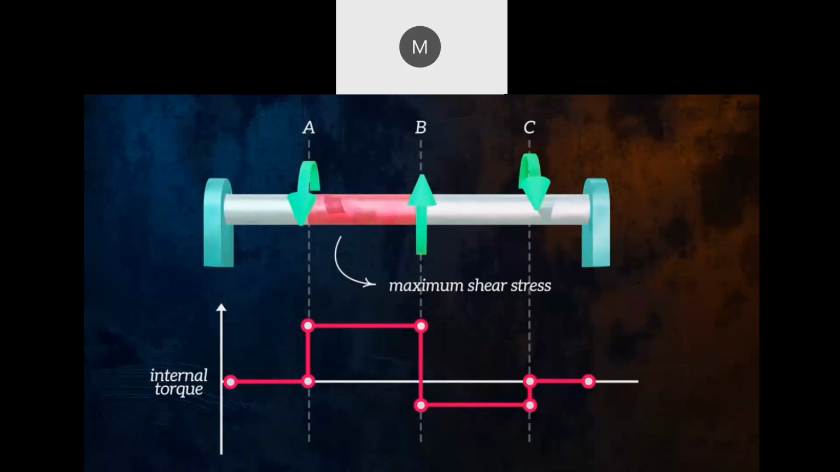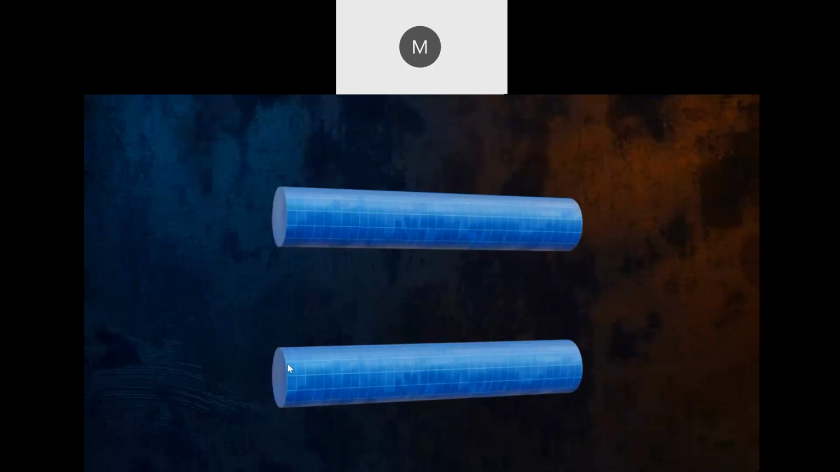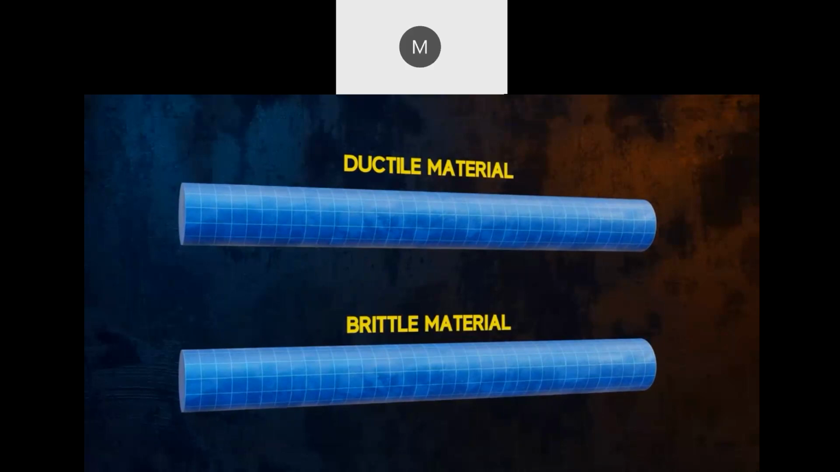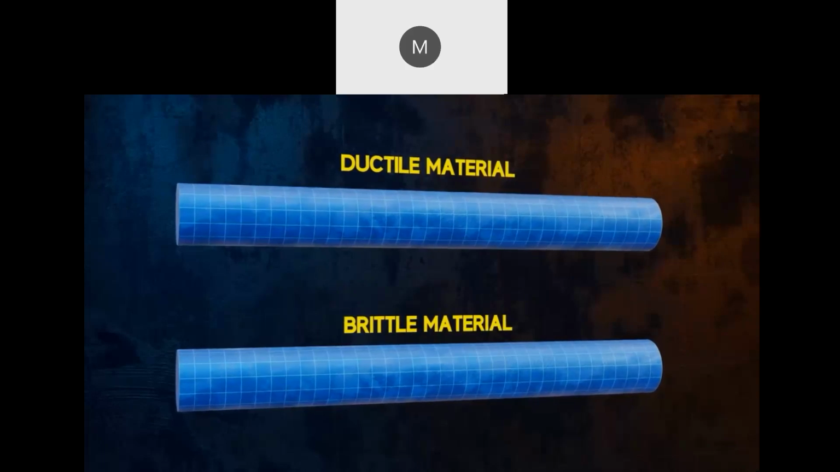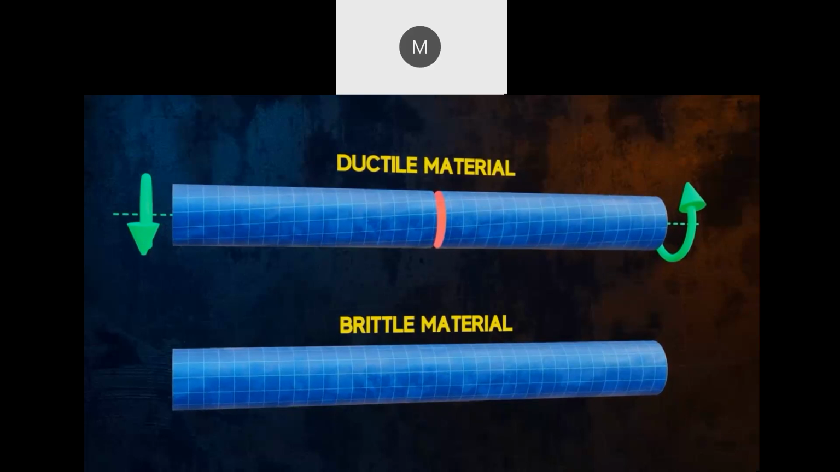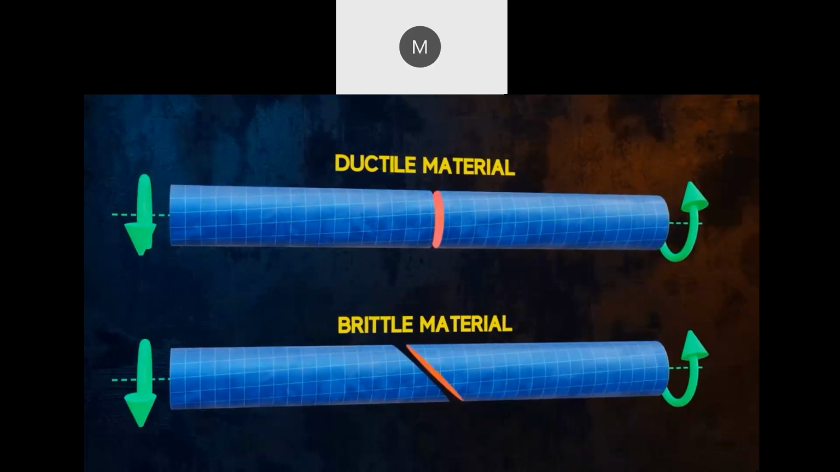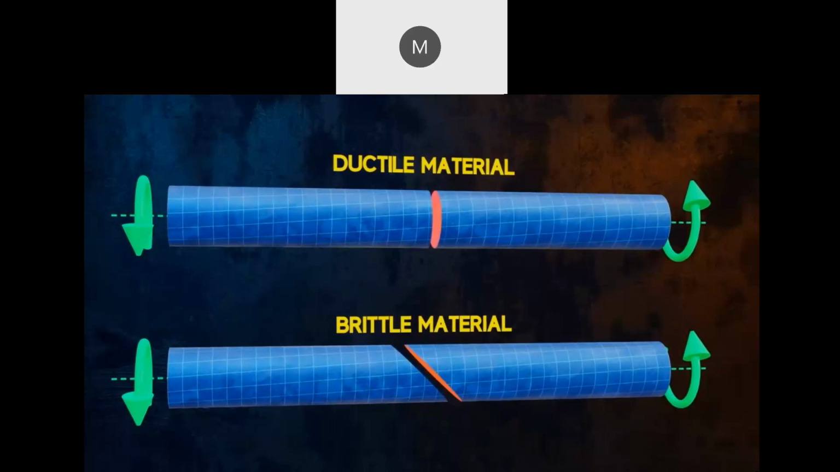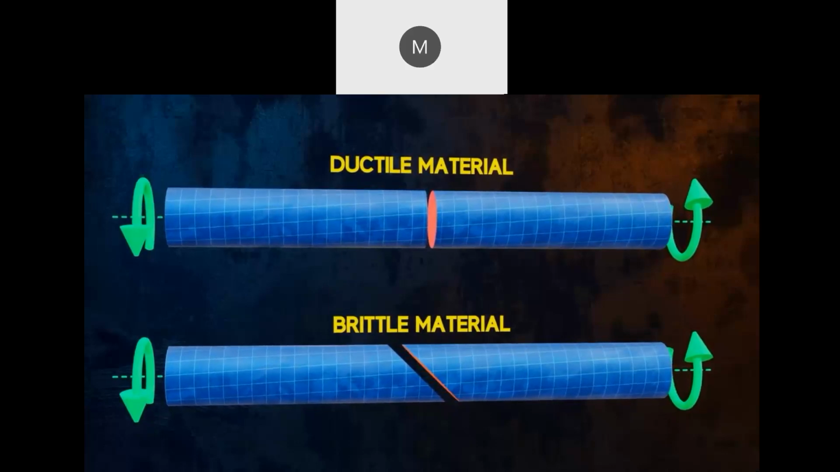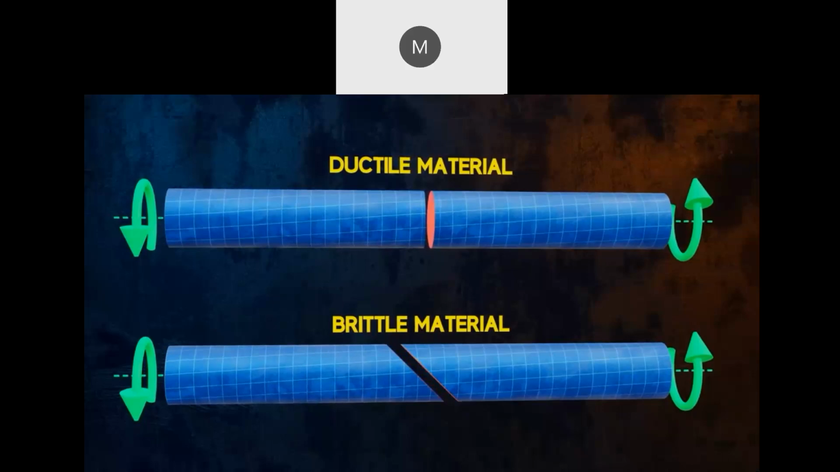I want to end the video by talking about failure due to pure torsion. If we have two bars, one made of a ductile material and one made of a brittle material, and we apply the same torque to both bars, we will observe that they fail differently. The ductile bar fails at an angle perpendicular to its axis, but the brittle bar fails at a 45 degree angle to its axis. We can explain this by remembering that ductile materials tend to fail in shear, and so fracture along the plane of maximum shear stress.